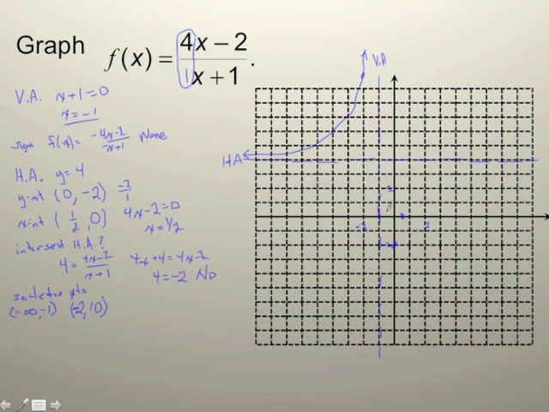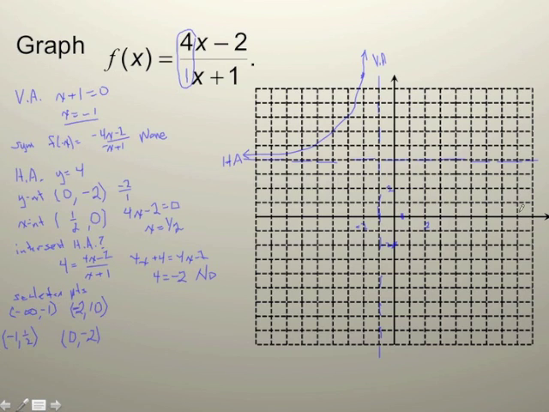Now we need to check, as we're going along the x-axis, between negative 1 and 1/2. We need a point. Well, in that domain section, we already have the y-intercept at 0, negative 2. So we've already got that point. We didn't have to do more work.